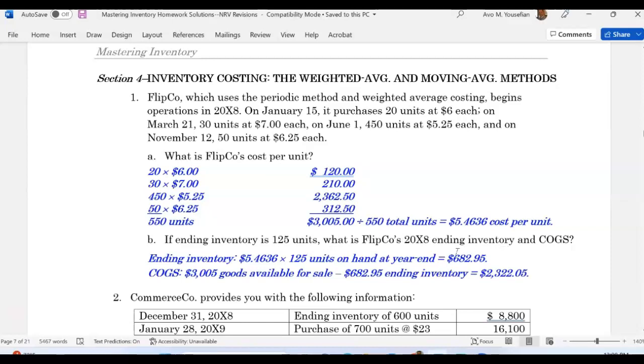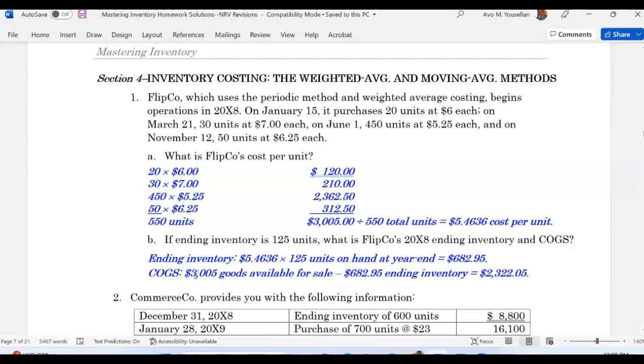So ending inventory is 125 units because we did a physical count at the end of the year. Every business is doing that. So at the end of the year, they do a physical count. They got 125 units left times the average cost that we calculated. So that will be $682.95. Therefore, the cost of goods sold will be the difference. So $3,005 available for sale minus ending inventory gives us $2,322.05 cost of goods sold.